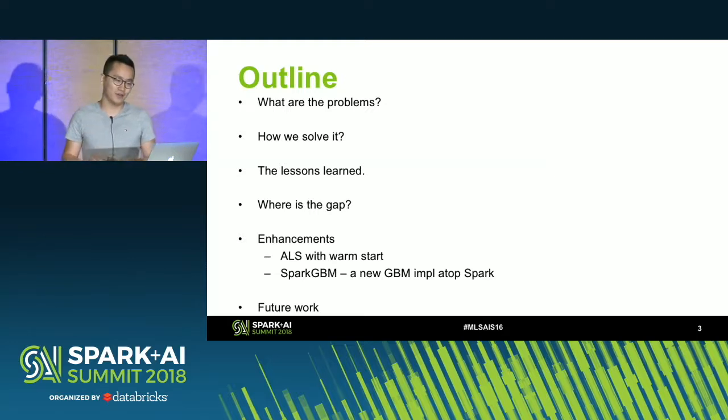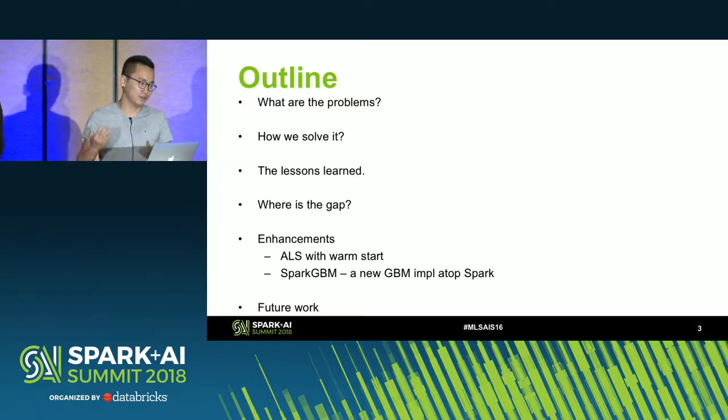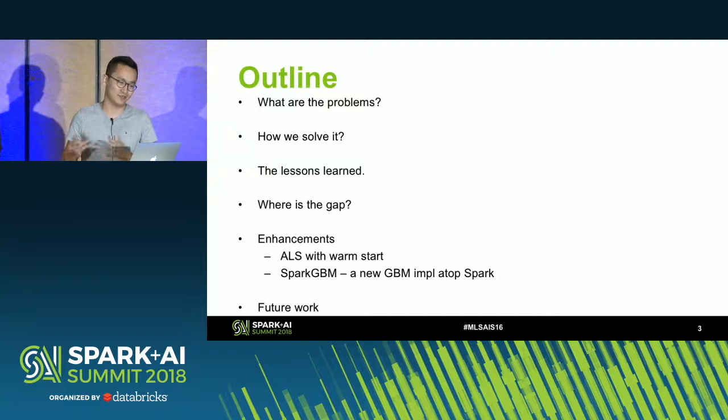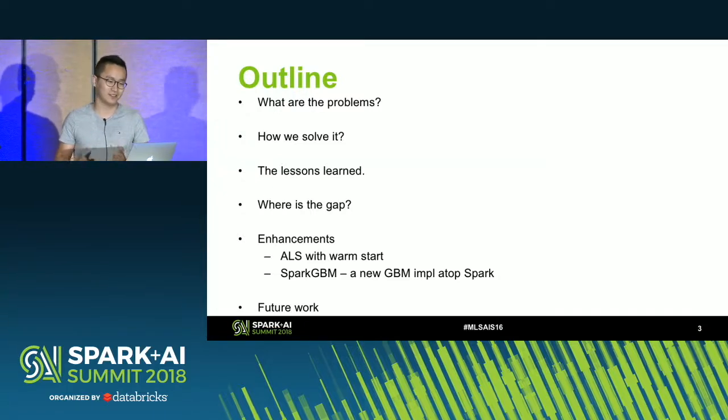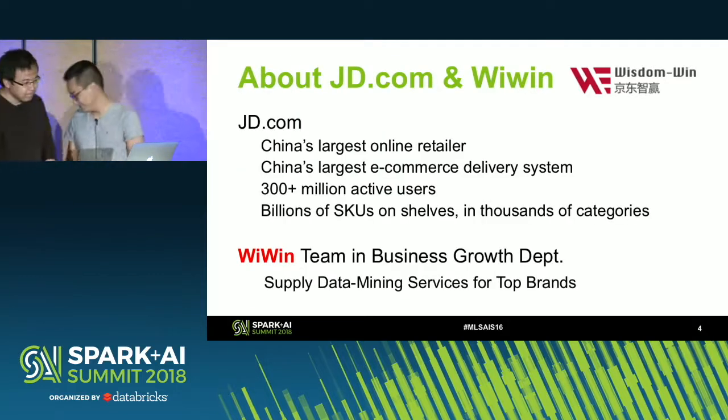And then I will introduce the lessons we learned while working together to deliver better solutions for the customers, and the improvements in the Apache Spark community to help them. And still, there are some gaps between the current Spark and their requirements. So at last, Ruifeng will introduce the enhancements they did for ALS and Spark GBM. So okay, let's give it to Ruifeng for the introduction.